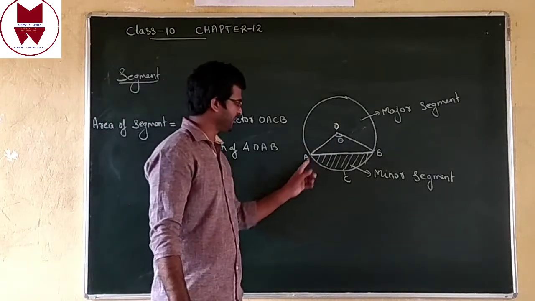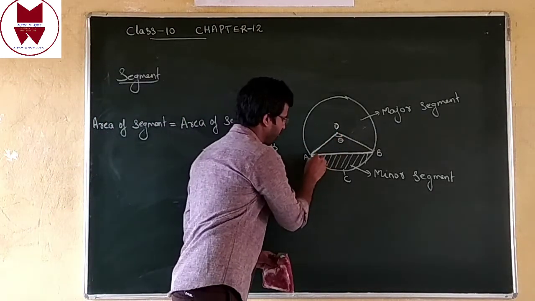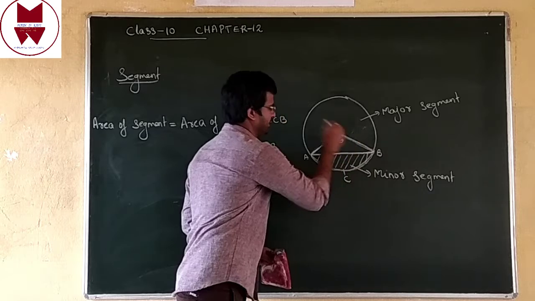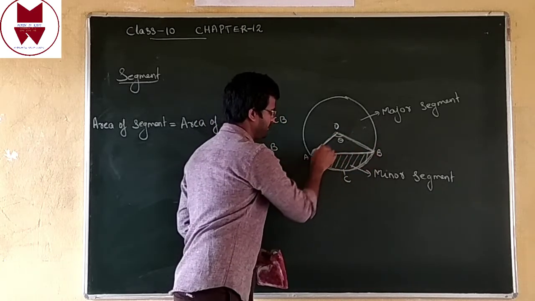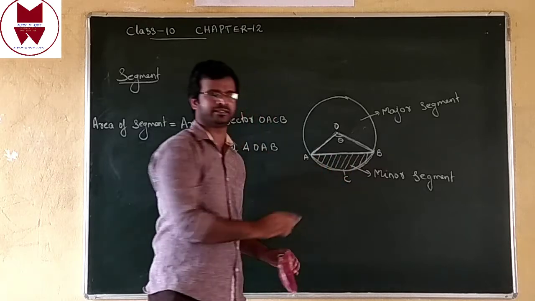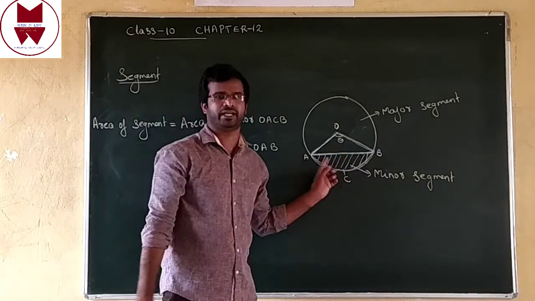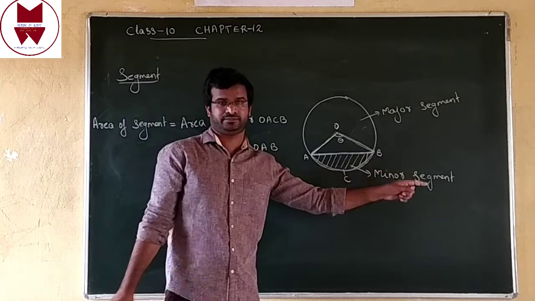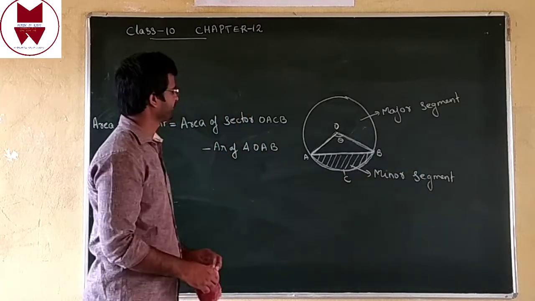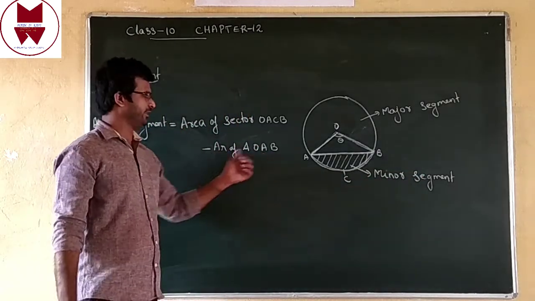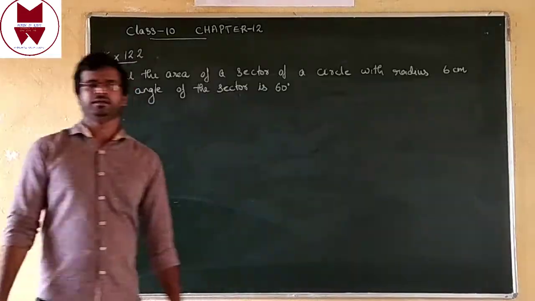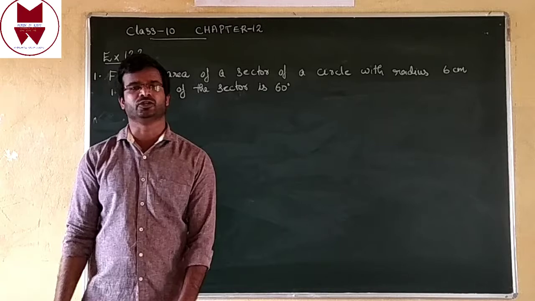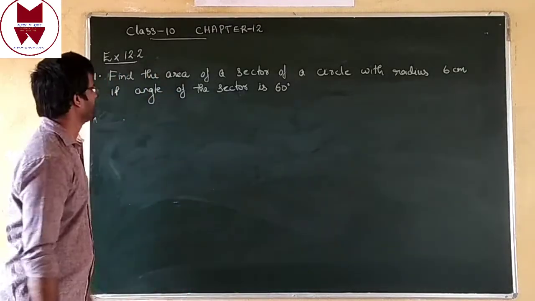First find out the area of the total sector, this one. And then minus the area of this triangle. That is this part, but you will get the shaded region only, isn't it? That is area of minor segment. We can use that formula: area of sector minus area of triangle, that respective triangle.